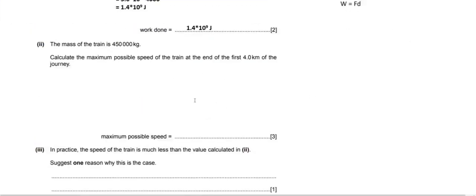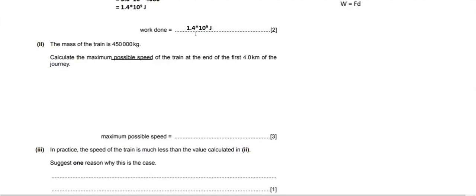Now the second sub question here, you can see the mass of the train is 450,000 kg, that is 4.5 into 10 raised to 5 kg, and calculate the maximum possible speed of the train at the end of the first 4 km of the journey. So we are asked to find out the maximum speed. For that we are using the formula for the kinetic energy, and since the work done and the kinetic energy are interconvertible, we can equate the kinetic energy with the work done.